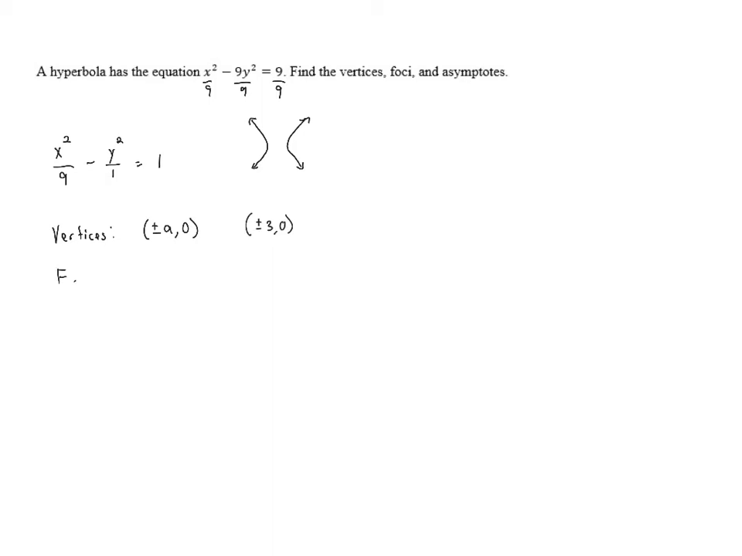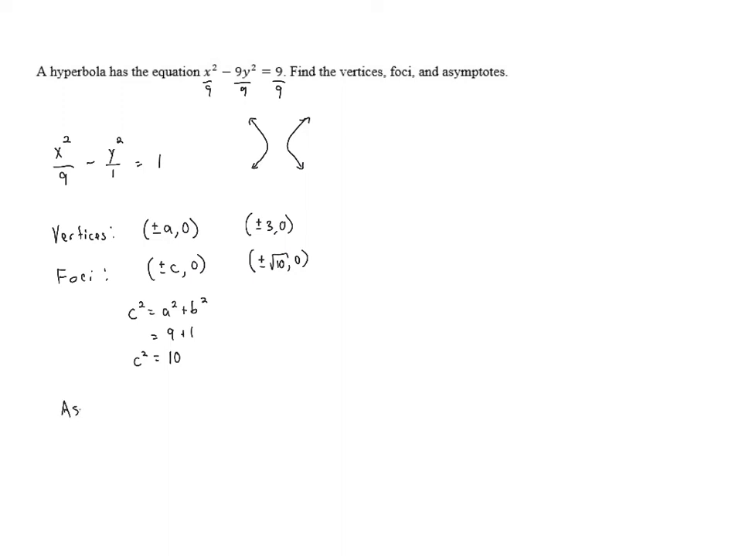Now, for the foci, we know that these are going to be at plus or minus c, comma, 0, with the relationship that c squared equals a squared plus b squared. Now in this problem, a squared is 9 and b squared is 1, so this is going to be 9 plus 1, which gives us 10. So because c squared is 10, we know that c will be the square root of 10, and that means that the foci are at plus or minus root 10, comma, 0.